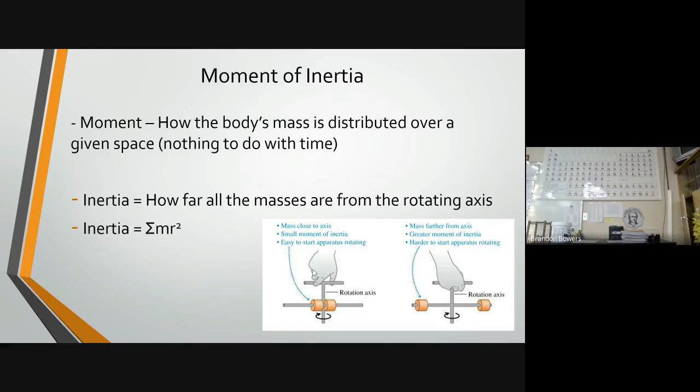Inertia is equal to the sum of mass times the radius squared. If the mass is close to the axis, there's a small amount of inertia, so it's easy to start rotating. When it's farther away, it's harder to start rotating.